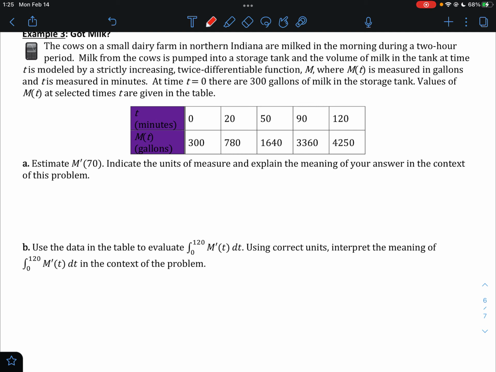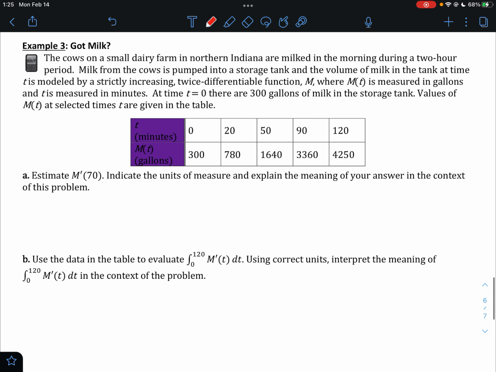First one says, estimate m prime of 70. This is not a part of this actual lesson. This goes back to our first semester, derivatives. All right, so we want to find m prime of 70, but there is no m to take a derivative of. So remember, derivative is just a slope of a tangent line. If we can't find that, we can estimate it with the slope of a secant line using 2 points.